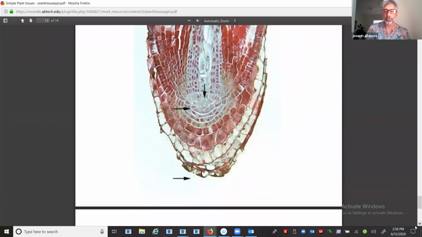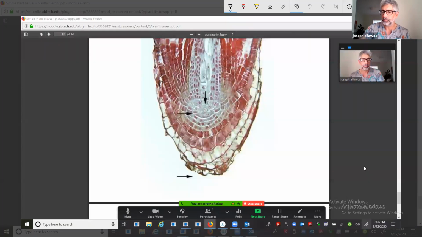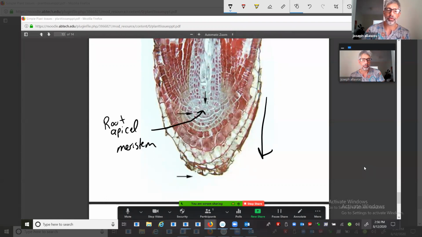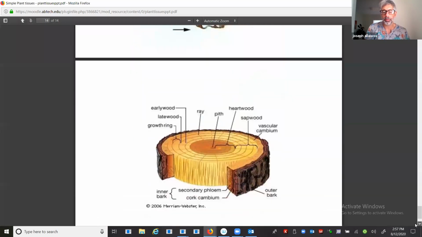Same thing in the root. In the root, and when we talk about organs, we'll talk more about roots, this is the root apical meristem. Same thing, it increases the length of the root. Okay, so we have an increase in length. SAMs and RAMs. SAM is shoot apical meristem and RAM is root apical meristem.